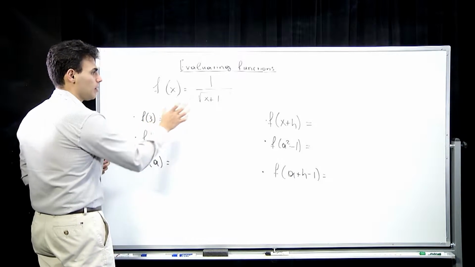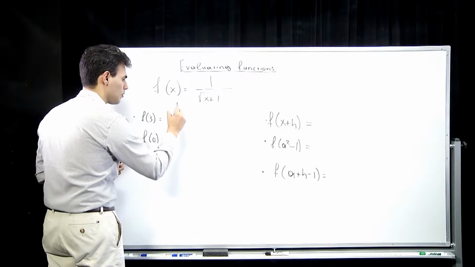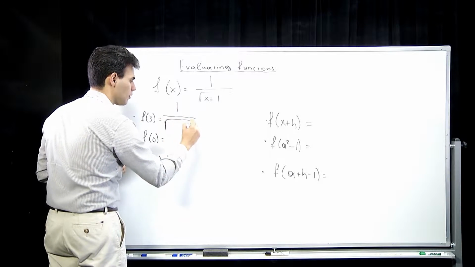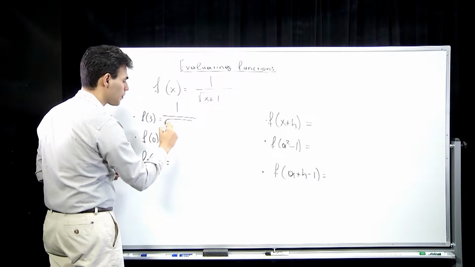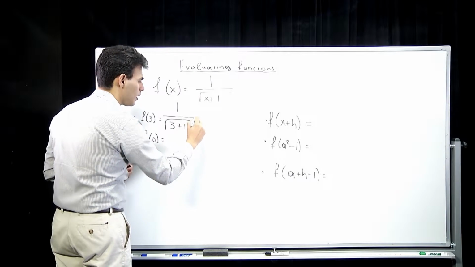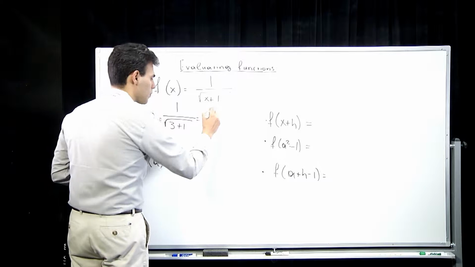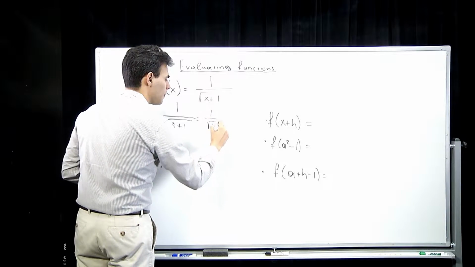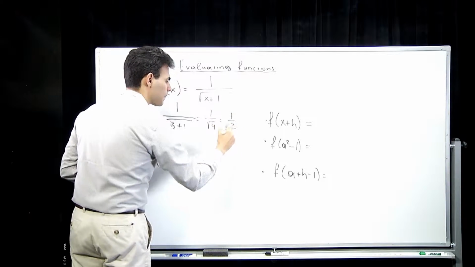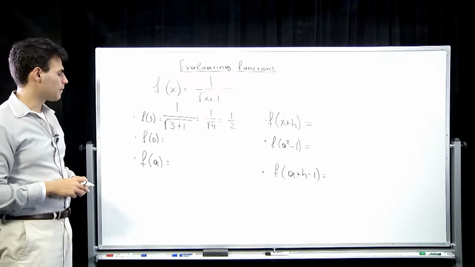We see f of 3. We take this formula, and instead of x, I'm going to put 3 in its place and do the computations. Well, 3 plus 1 gives you 4. So this is 1 over square root of 4. So that's 1/2. All right, so f of 3 is equal to 1/2.